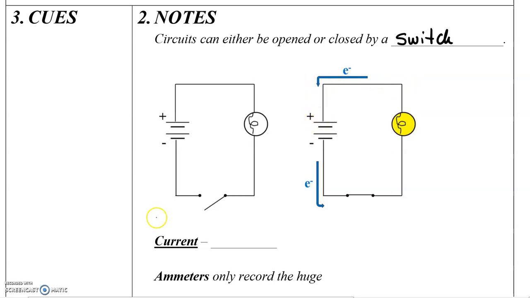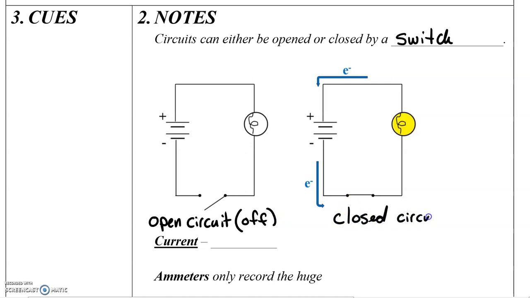So this right here is an example of an open circuit. So that means that it's off. A closed circuit means that the light bulb is on. The electrons are flowing and powering what needs to be powered.